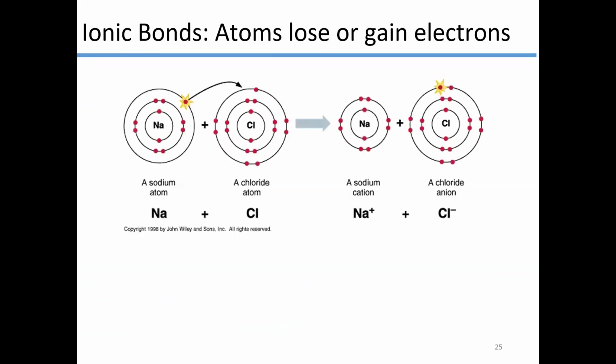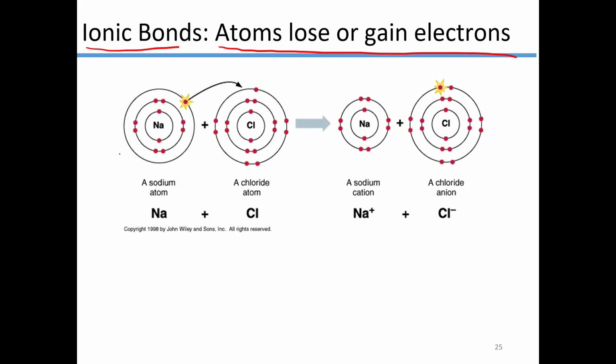Okay, so now we need to go ahead and talk about our very last type of bond, and that's going to be known as an ionic bond. Okay, so when it comes to an ionic bond, what's happening here is they're not sharing anymore. What they're trying to do is one of them is trying to take one. It is not a fan of sharing. So in this case, atoms are going to lose or gain electrons.